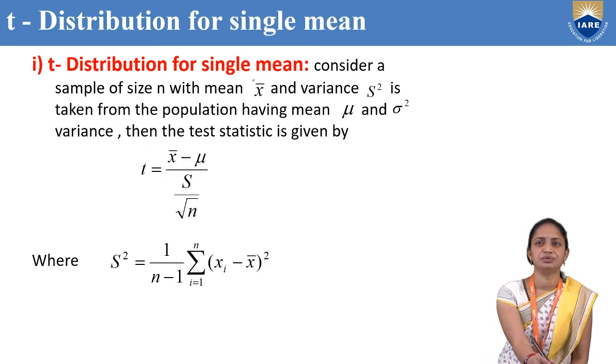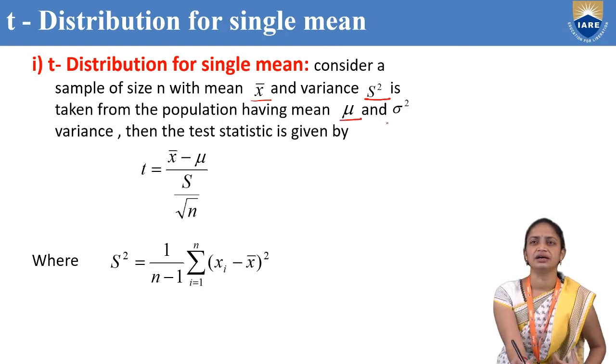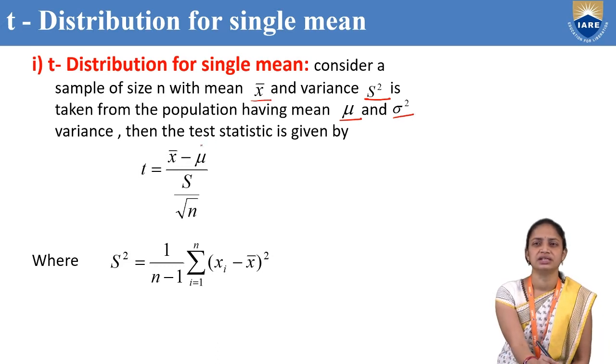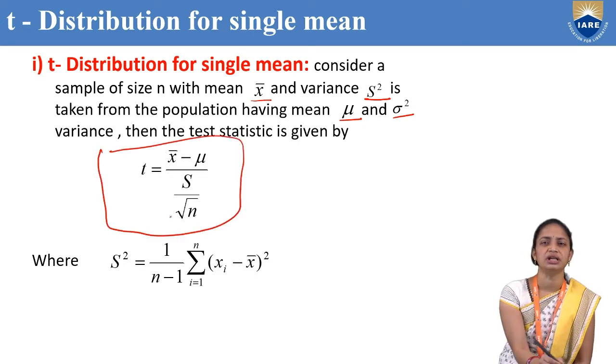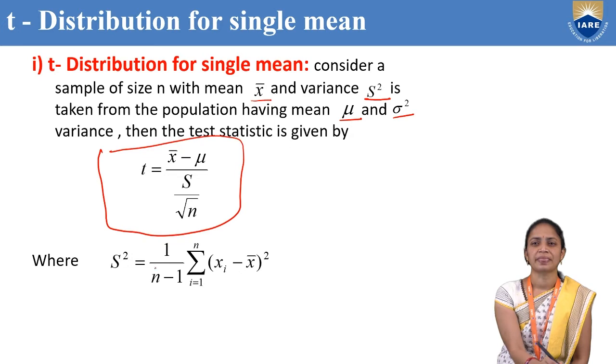First one, t-distribution for single mean. Consider a sample of size n with mean x bar and variance s square taken from the population having mean mu and variance sigma square. Then the test statistic is given by t equal to x bar minus mu by s by root n, where s square equal to 1 by n minus 1 into summation i equal to 1 to n (xi minus x bar) whole square. So this is our main formula for t-distribution or t-test for single mean, and here s square equal to 1 by n minus 1 into summation i equal to 1 to n (xi minus x bar) whole square.